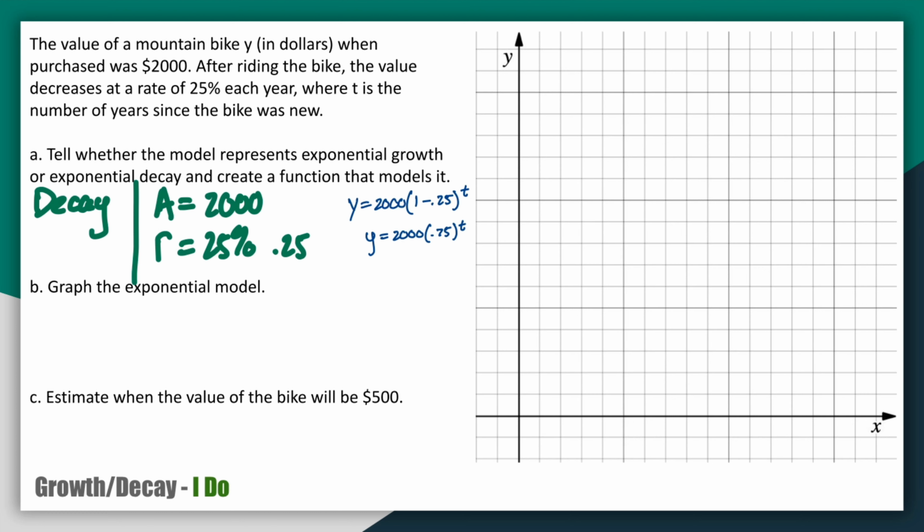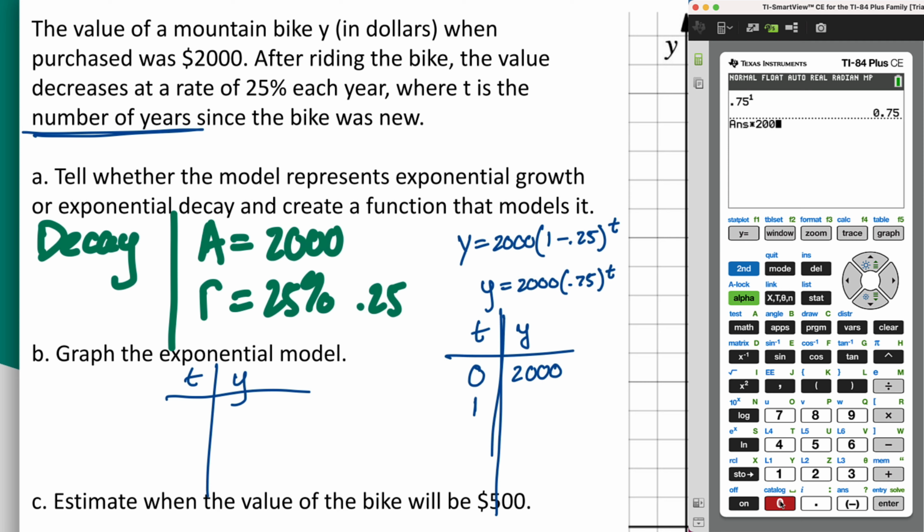So I'm going to go 0.75, all right? And I'm doing this on the calculator to the power of 1, which we know is just going to be 0.75 again, times our initial value of 2,000, gives us 1,500. Okay? Then I'm going to do this with 2. So I'm going to go 0.75 to the power of 2 equals 0.5625, and then I take that and I times it by 2,000. So that's 1,125.